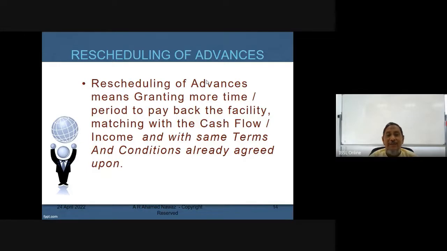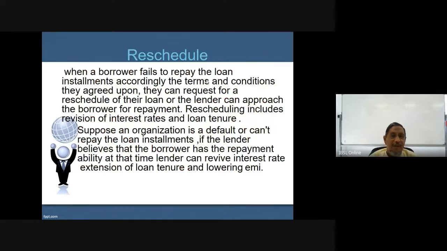So the problem here is that rescheduling is needed where we have not structured a facility in a proper way. If you analyze this further, this is actually a bank problem, not a customer's problem. It may be a customer problem, but most of the time it's a bank problem. Right? We have to understand that. What is rescheduling? We'll discuss it in detail.